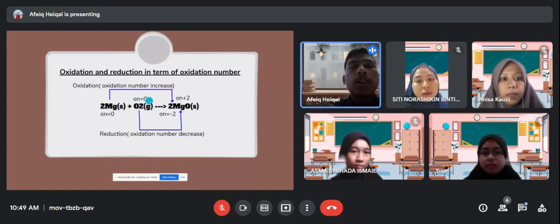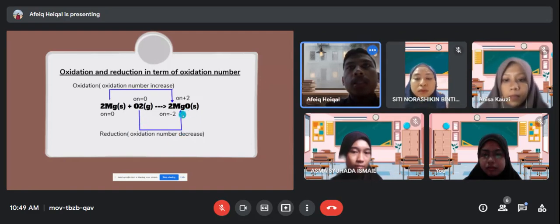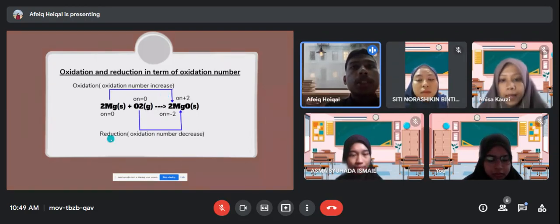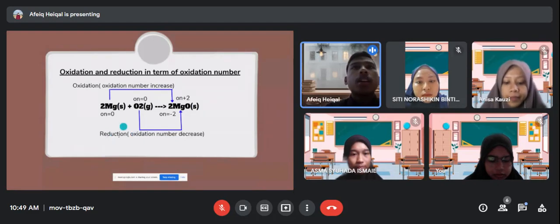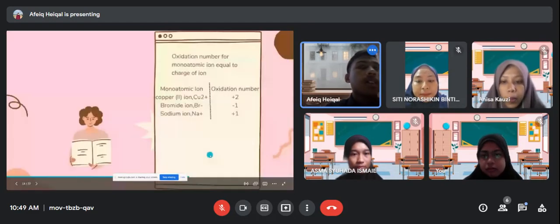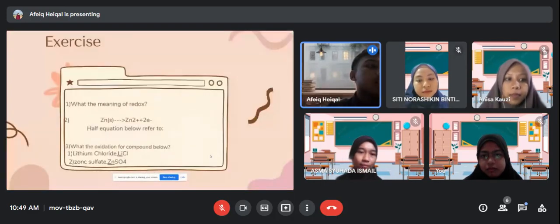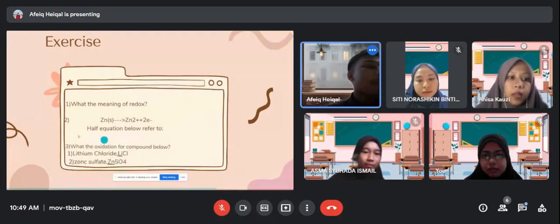And the other part is oxygen, from oxidation number 0 it becomes -2, because oxygen in this equation becomes the ion O2-. So the oxidation number is -2, so it is recognized as reduction because the oxidation number decreased. Now, that is the explanation. Do you all understand what I said to you?